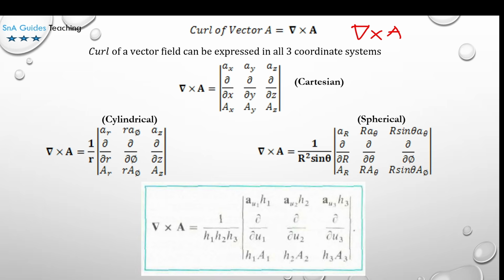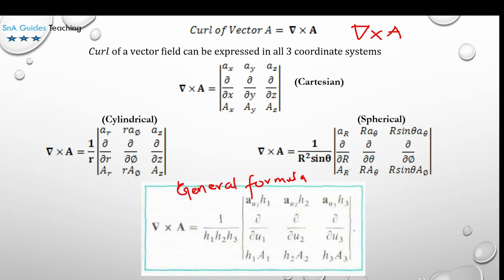You know your metric coefficients, and you know your vector components. You just do the substitution to derive the specific coordinate system they're asking you to use to solve the question. This one here is the general formula. So right now let's try and derive the coordinate systems from the general formula.